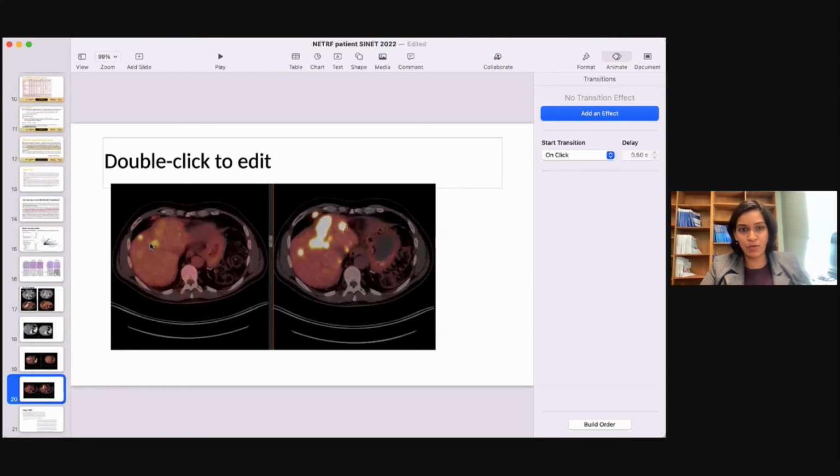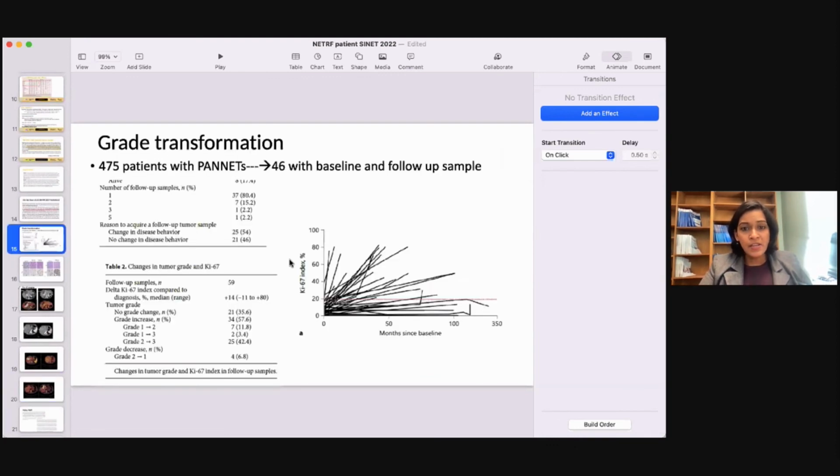And another example of gallium PET CT and FDG, this is the other way. This is the gallium PET and this is the FDG PET CT. So in a series of about 400 patients, 46 patients had baseline and repeat biopsy. And you can see a good chunk of patients. So this is the line that stayed the same, but a good number of patients, more than 2/3, had a jump in the Ki-67.